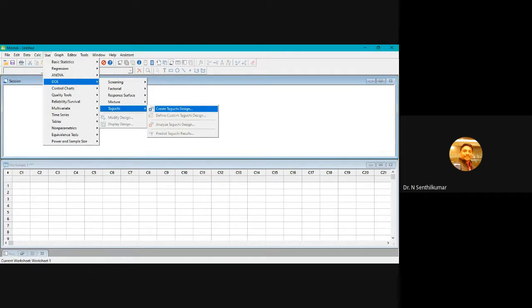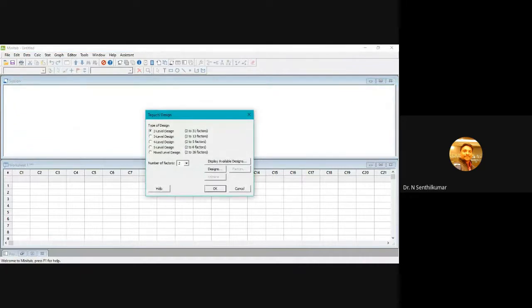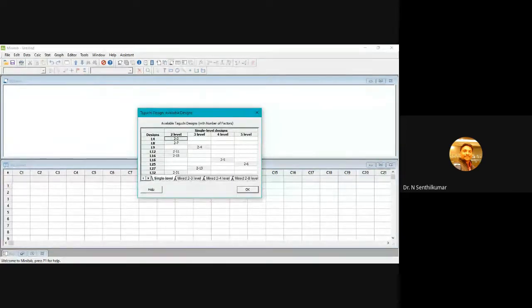We have the factorial, response surface methodology, everything in the software. And in Taguchi, I'm going with Create Taguchi. So it will be asking, previously it was from the drop-down menu in Design Expert 12 that we selected the orthogonal array. But here we have to select which is required. So 3-level design. Or in other words, you can just click Display Available Designs. You can see here single level, mixed level and all. So we can go with this.